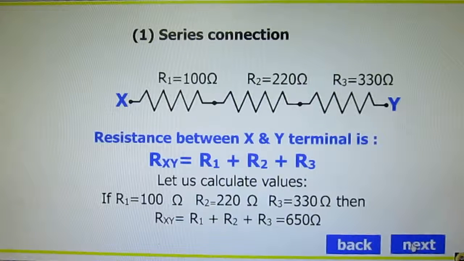Let us discuss it with an example. Suppose R1 is 100 ohm, R2 is 220 ohm and R3 is 330 ohm. Then the total resistance Rxy equals R1 plus R2 plus R3. If R1 is 100, R2 is 220, R3 is 330, then Rxy is simple addition, that is 650 ohm.